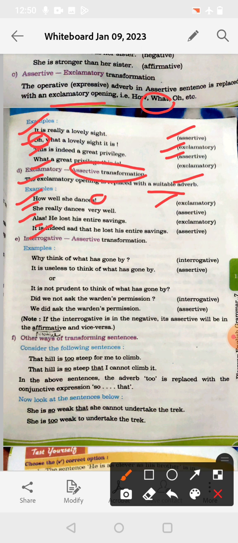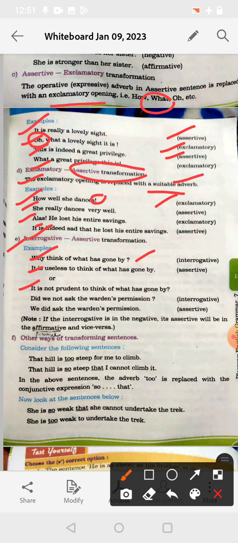Okay, now the next kind is interrogative, and we are changing it into an assertive transformation. So interrogative sentences are the simple ones in which questions are being asked, and at the end of the sentence a question mark is there, right? I guess all of you know very well about this. With the help of examples, it will be more clear to you. So examples are here. Why think of what has gone by? So you can see the interrogation mark is there, and when we are changing into the assertive one, it will be, it is useless to think of what has gone by, or it can be written as, it is not prudent to think of what has gone by.